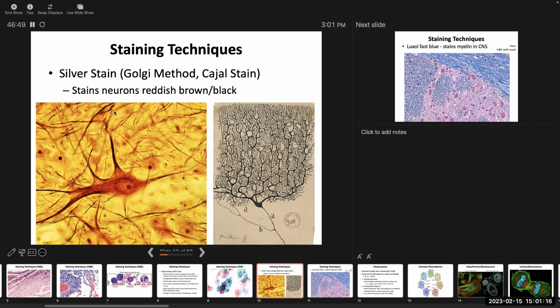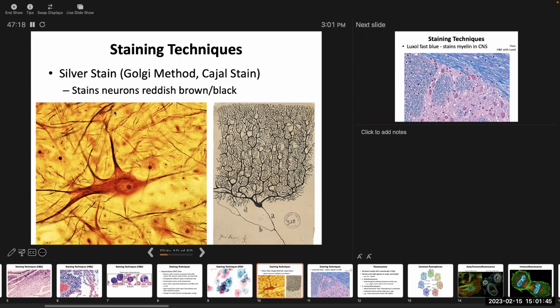The neurons will stain either a kind of reddish brown or even black, depending on the particular variation of the stain. Camillo Golgi was one of the first people to recognize, describe, and illustrate nerve cells using the staining technique. You also probably know Golgi's name because the Golgi apparatus, or Golgi body, in the cell is named after him.